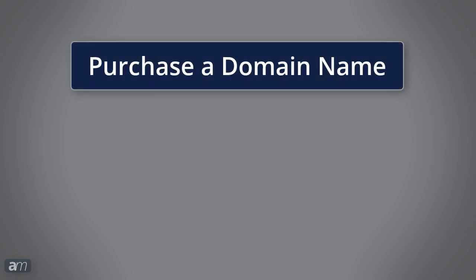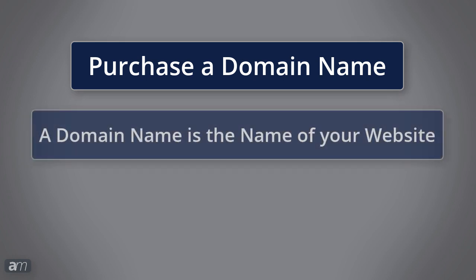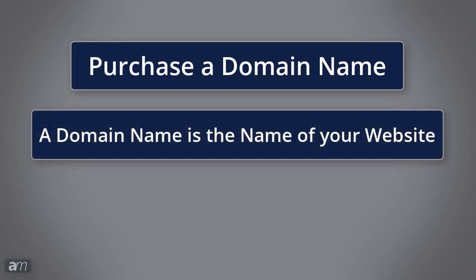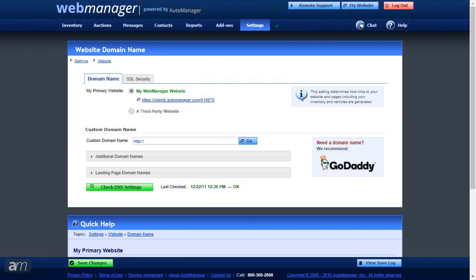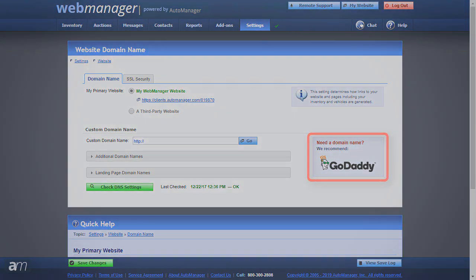WebManager also provides a robust set of tools and options to edit and enhance your website. You will first want to purchase a domain name if you do not already have one. A domain name is the name of your website. Please note that AutoManager does not sell domain names, but domain names are easily purchasable from a number of domain registrars. If you do not have a domain name, we recommend using GoDaddy. Click the GoDaddy link to be directed to their website to buy a domain.